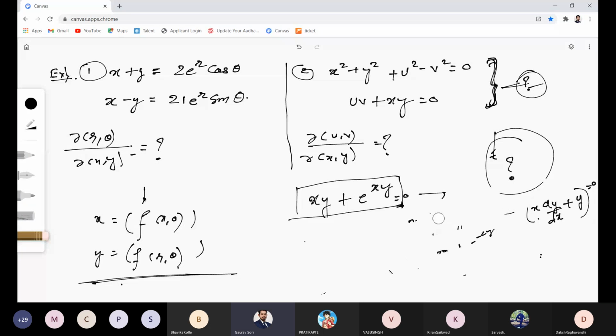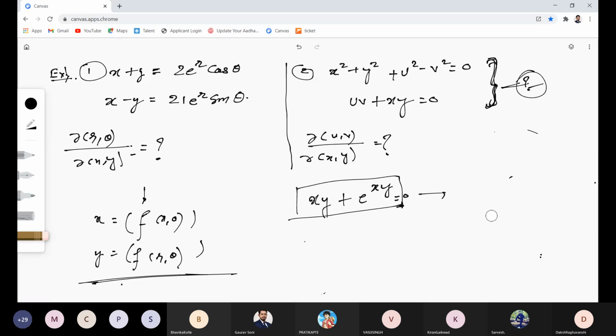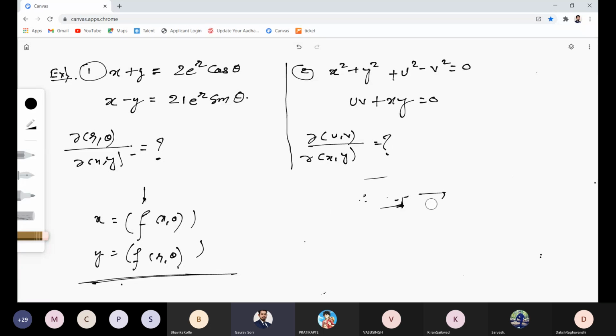You didn't have the value of y in terms of x explicitly. So this type of functions were called implicit functions, where you had the mixture of dependent and independent variable. So in this case, xy plus e to the power xy equal to 0. Y is dependent, x is independent, but the equation is a mixture of both of them.